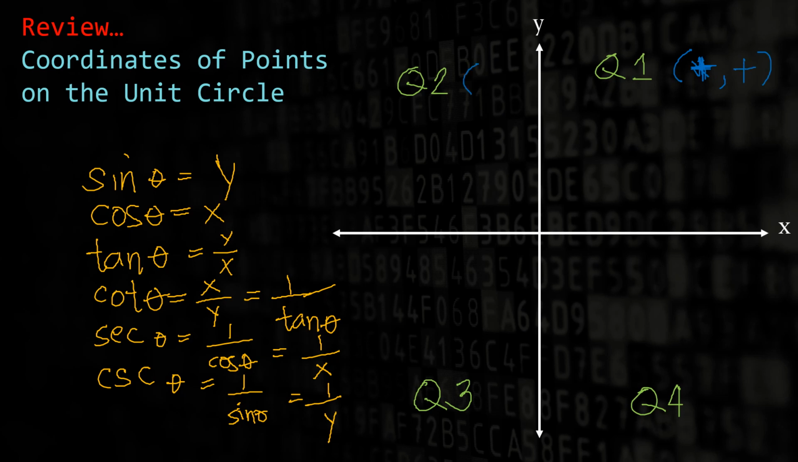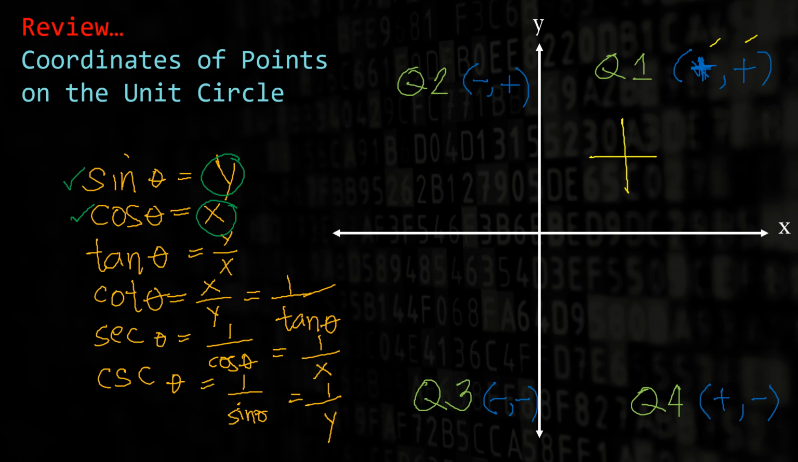In quadrant 2 we have negative x, positive y. Quadrant 3 we have both negative. For quadrant 4 we have positive x and negative y. Here, as we observe, cosine theta is for x, and sine theta is for y. Therefore, on quadrant 1, we already know that all of these 6 functions cannot be negative, because both x and y are positive.